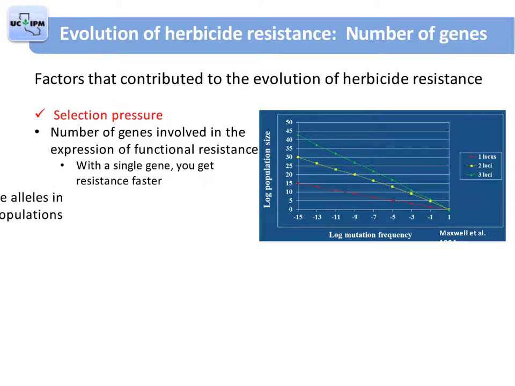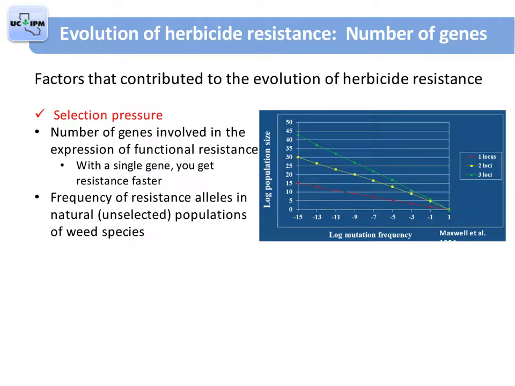The frequency of resistant alleles in natural or unselected populations of weed species also contributes to herbicide resistance. If the resistance allele is common, then the rate of evolution is increased.